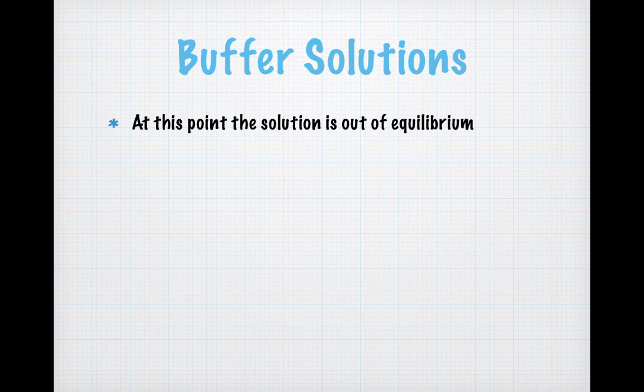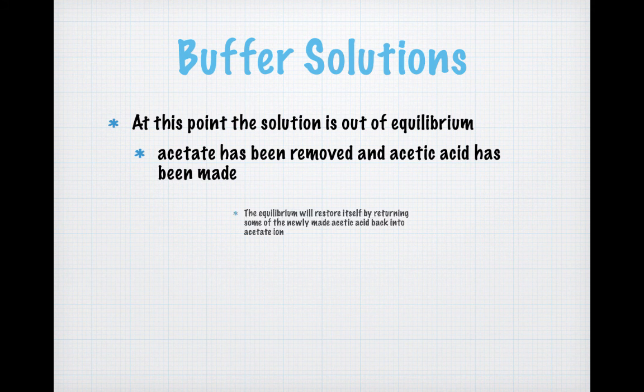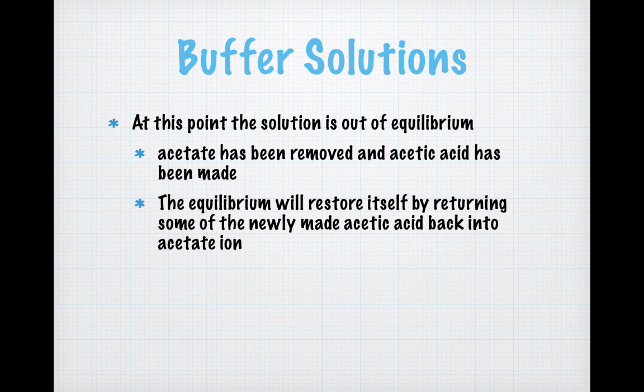So at this point the solution is out of equilibrium because we've reduced the amount of acetate ion and increased the amount of acetic acid. So the solution wants to get back to equilibrium, and the equilibrium is going to restore itself by returning some of the newly made acetic acid from the reaction with the hydronium back into acetate ion, recreating some of the acetate ion and a little bit more hydronium ion as well.